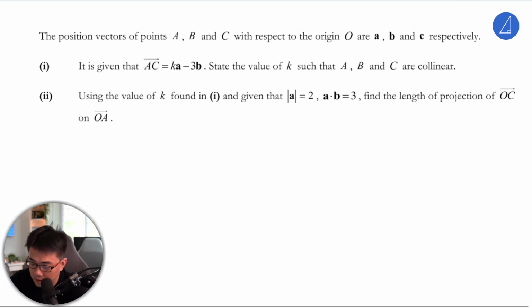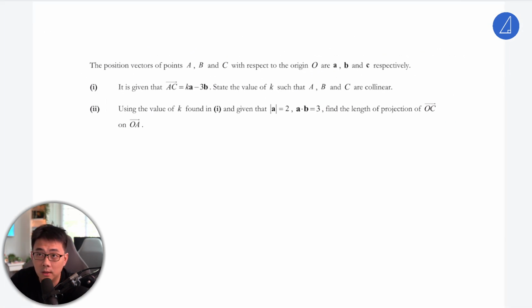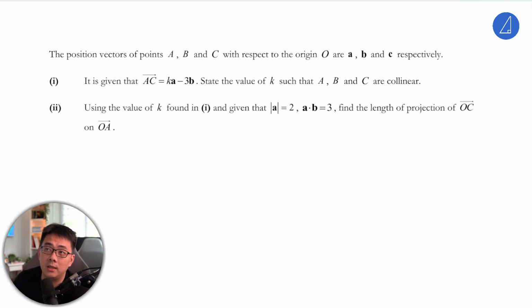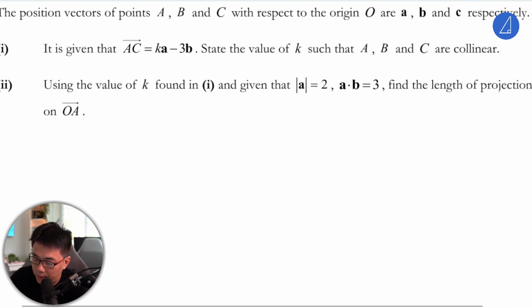Hi students, let's look at this question on vectors asked by one of my students. I believe this is one of the school assignments. The position vectors of points A, B, and C with respect to the origin have these common notations here. It's given that AC is kA minus 3B. State the value of k at which A, B, C are collinear. Okay, great. So let's say we can do this proficiently.